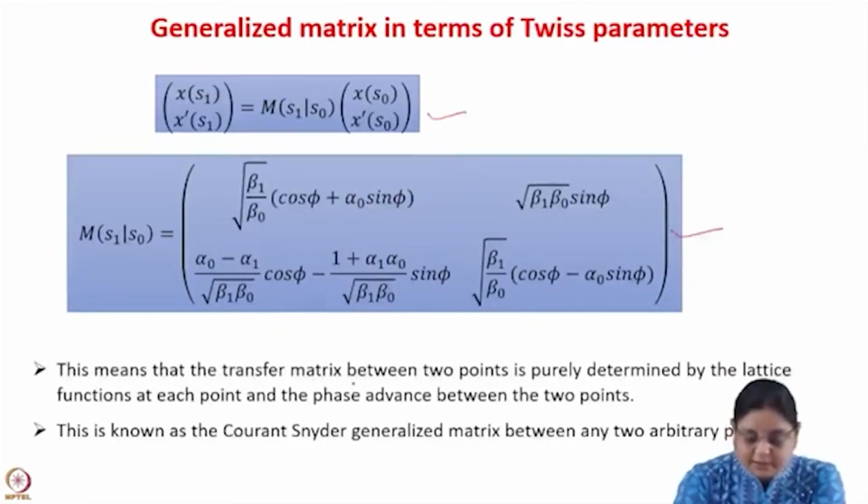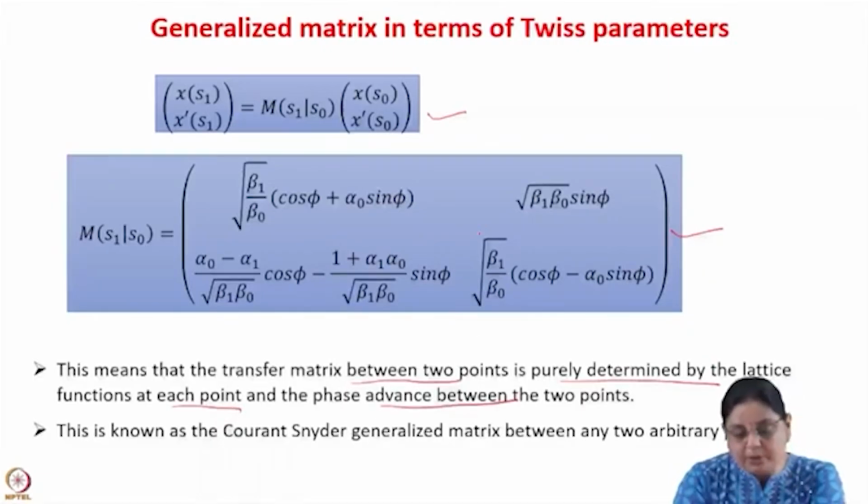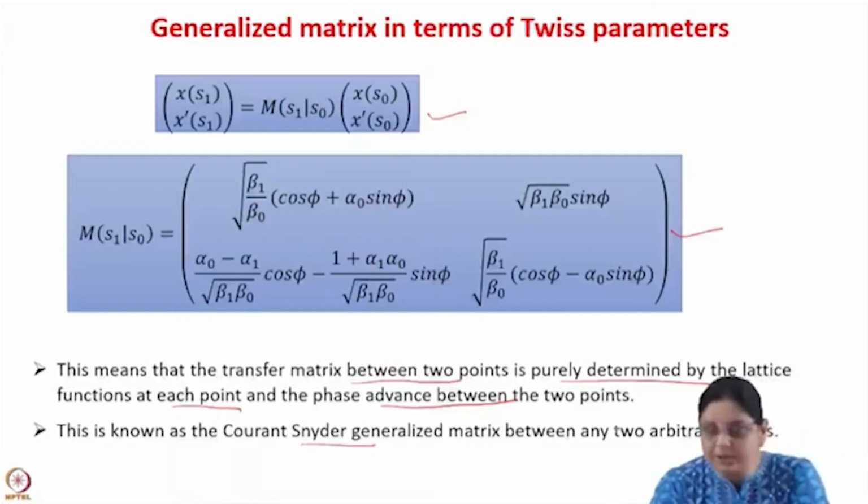This means that the transfer matrix between 2 points is purely determined by the lattice functions at each point and the phase advance between the 2 points. So if you have 2 locations and you want to find the transfer matrix between them, it depends only on the Twiss parameters and the phase advance. So this is known as the Courant-Snyder generalized matrix between 2 arbitrary points.